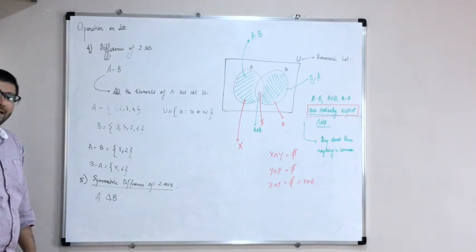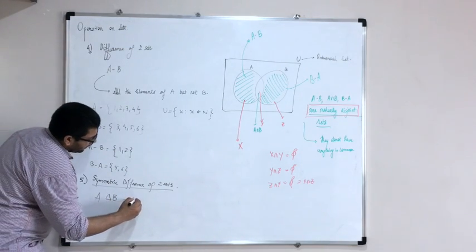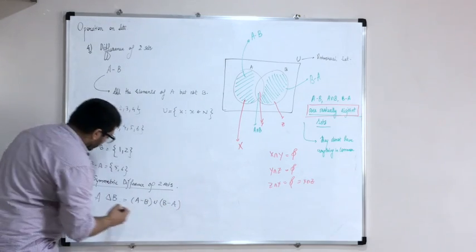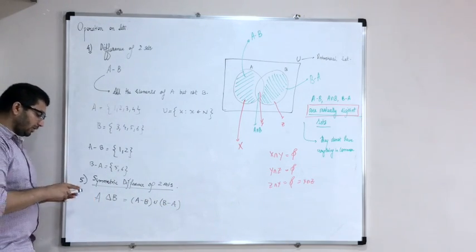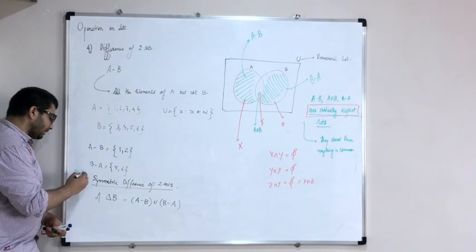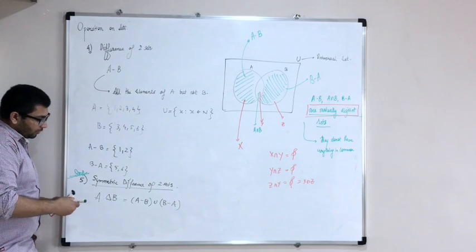Correct? Represented by A delta B. That is nothing but A minus B union B minus A. Now this is not given in your NCERT textbook. This is not there in NCERT, but it's a very important part. ये भी important है for mains examination point of view. Okay. So what is A delta B?